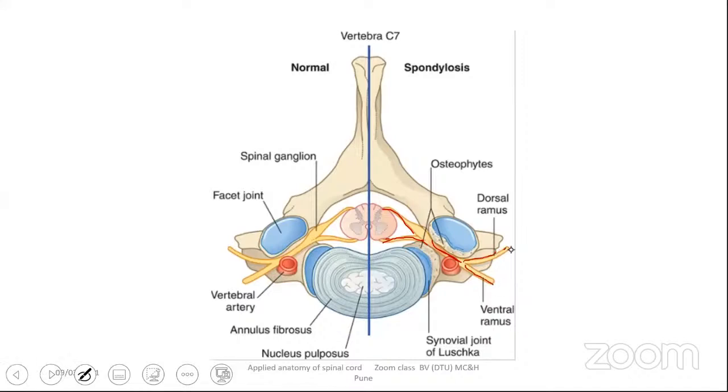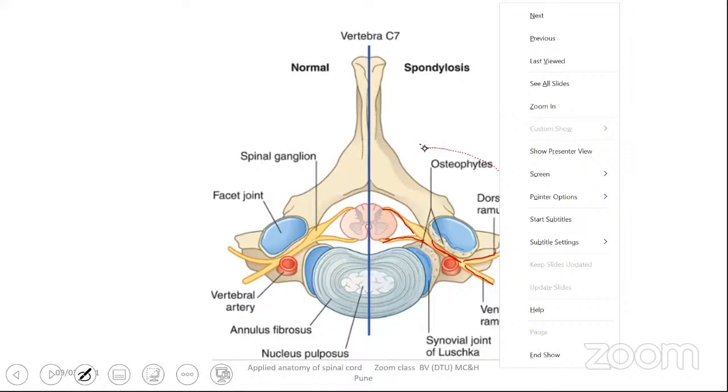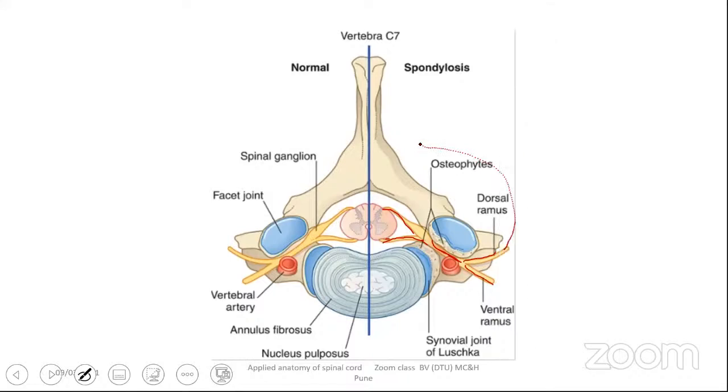This dorsal ramus goes back and supplies the paraspinal muscles, and the ventral ramus of the cervical region forms the cervical plexus. The lumbosacral region forms the lumbosacral plexus. And you see, whenever degeneration sets in, osteophytes develop and they are pressing on the exiting nerve root. This is a facet joint, which we discussed earlier, between the articular processes, and this is a vertebral artery here.